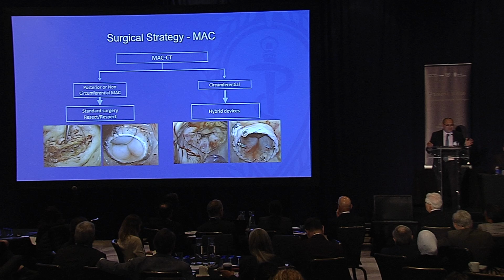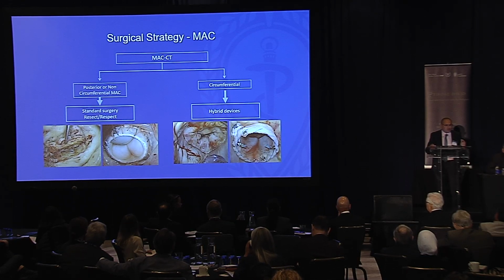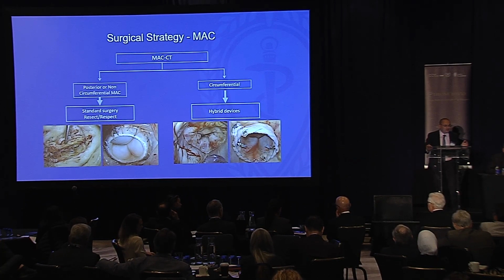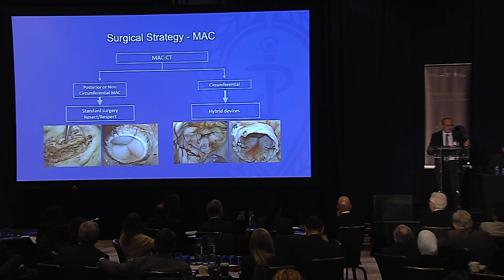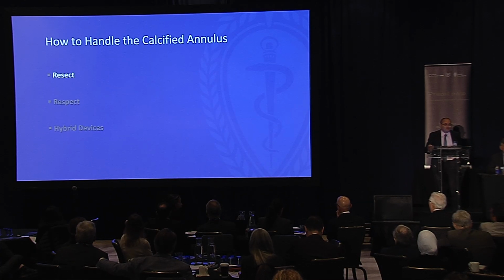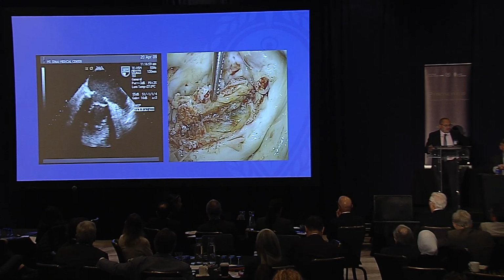We CT scan everyone because we need to understand the extent of MAC before we go to the OR. Any patient who has partial or posterior MAC or non-circumferential MAC, you can always deal with in the OR using standard surgical techniques, whether valve repair or replacement. Circumferential MAC is when we get interested in using one of these hybrid devices, as I'm going to show you in a few videos. This is an example of a patient. I'm going to talk about resection techniques first.